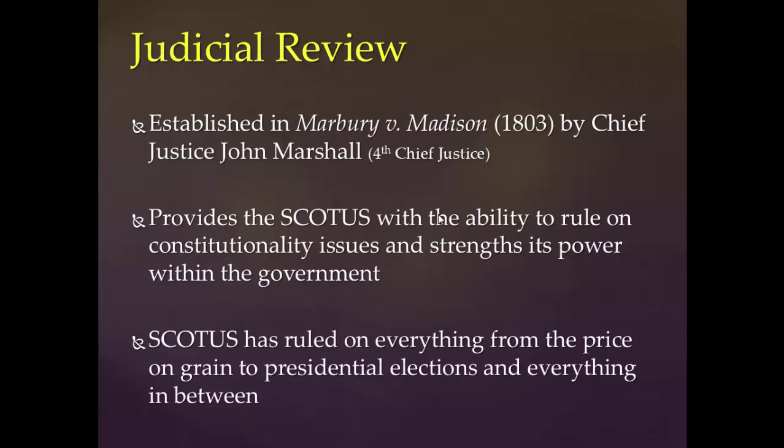And as you know, SCOTUS has pretty much had its hands in everything since its establishment and has ruled on everything from something as simple as the price of grain to presidential elections, as we saw in the Bush v. Gore decision, and everything pretty much in between. We're going to be talking a lot this semester about the different rulings that SCOTUS has put in place.